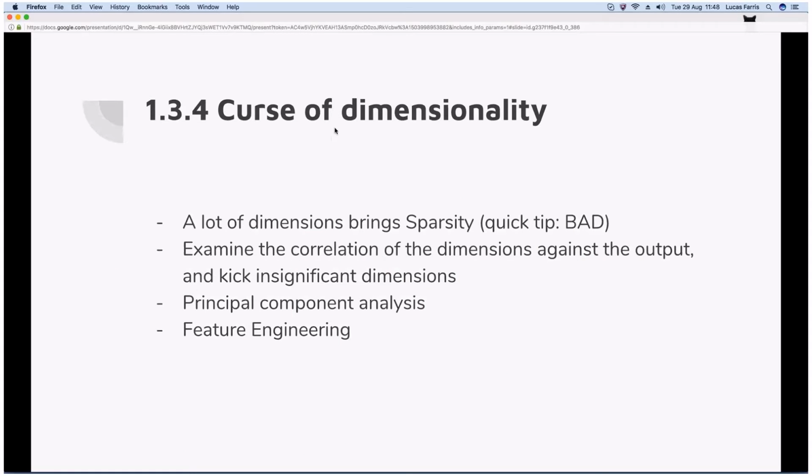Also, dimensions. If your data set has thousands, hundreds of thousands of dimensions, there are things you can do about it. So, one thing which I'm going to talk about in the next slide is examining the correlation between each dimension, each feature, and the output, and also running principal component analysis, which is going to calculate the eigenvalues of the matrix you have and analyze which features are more important. And feature engineering is when you look at your data from a person standpoint, no algorithms, and you look, hey, this one doesn't make any sense at all, you can remove it. This is going to happen a lot of times, and I'm going to show you in the next slides.